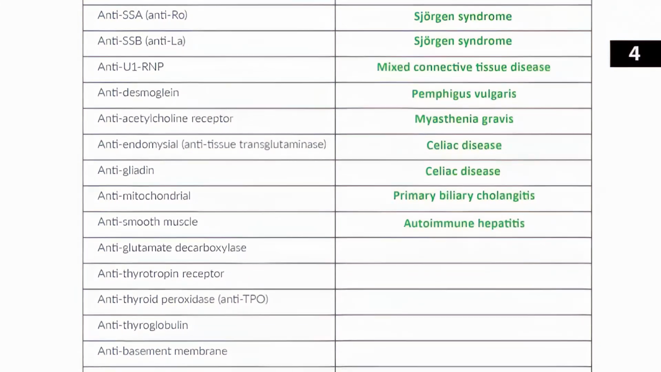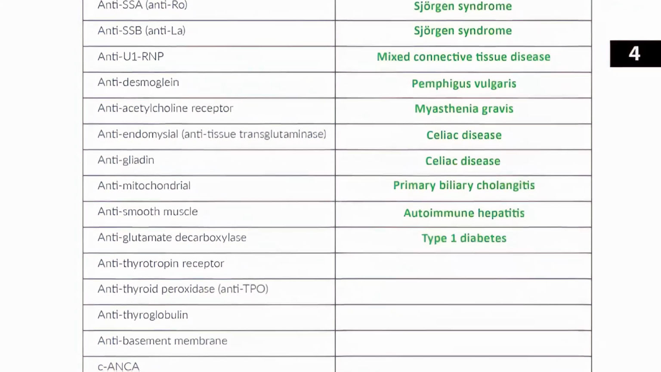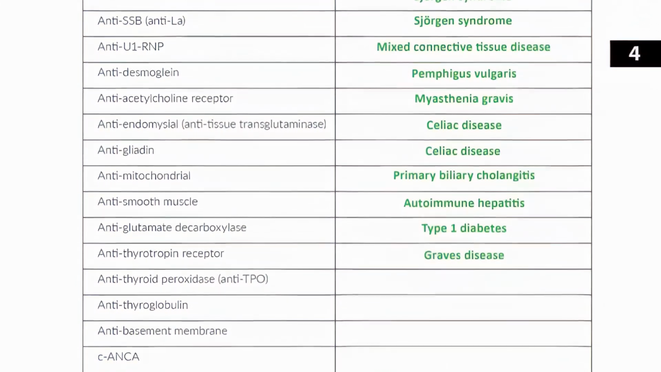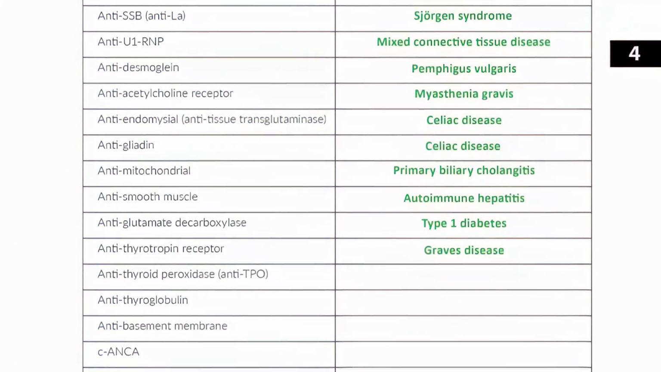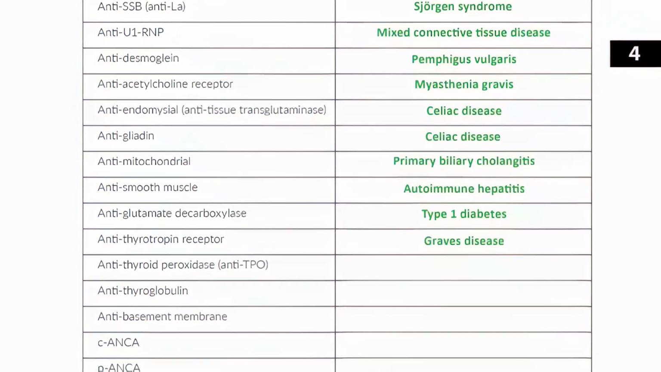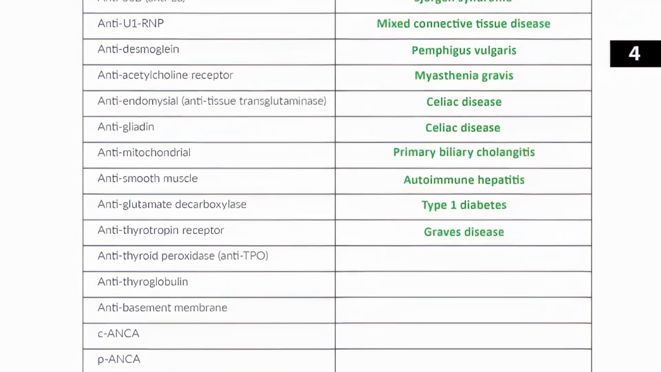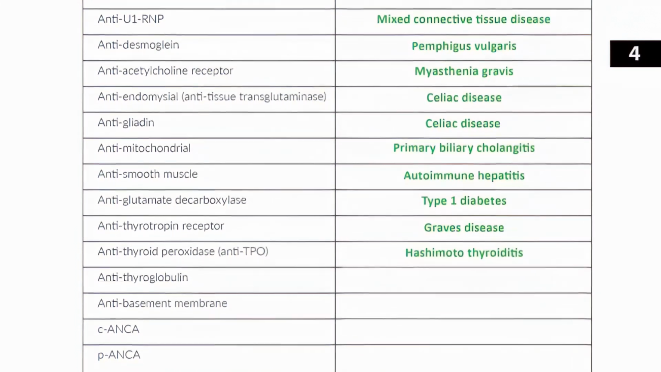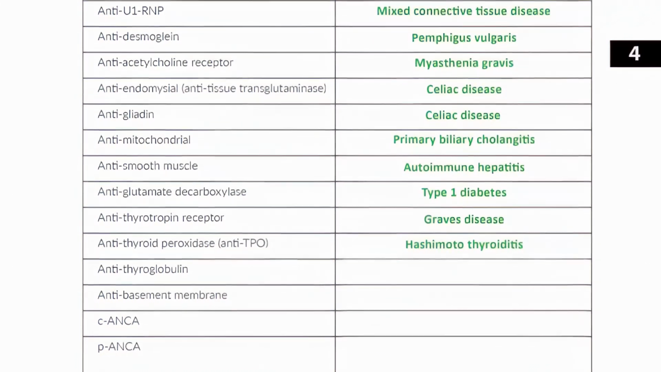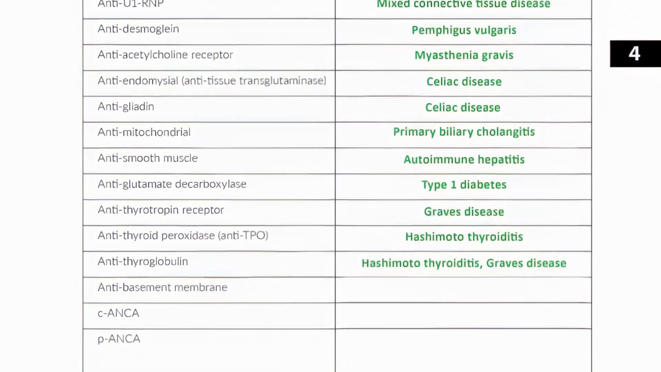In the endocrine system, anti-glutamate decarboxylase antibodies are sometimes seen with type 1 diabetes. Anti-thyrotropin receptor antibodies are seen in Graves' disease. These are antibodies that bind to TSH receptors and stimulate the thyroid gland to start releasing too much thyroid hormone. Anti-thyroid peroxidase, or anti-TPO antibodies, are primarily seen in Hashimoto thyroiditis. There are also anti-thyroglobulin antibodies that are seen in Hashimoto's thyroiditis or Graves' disease. So there's a lot of overlap in the thyroid antibodies.